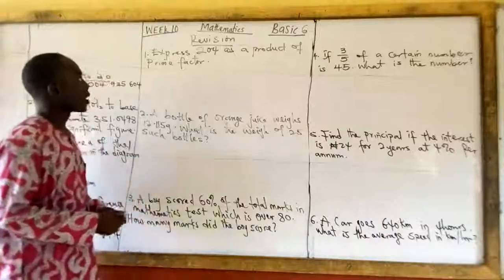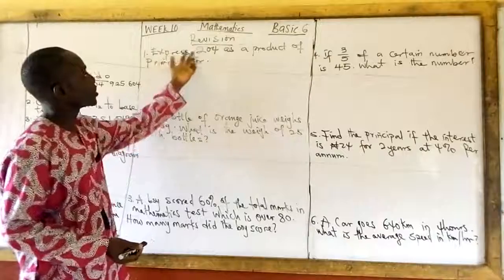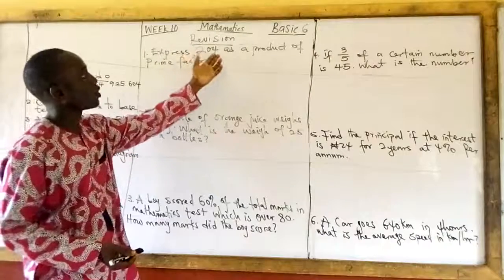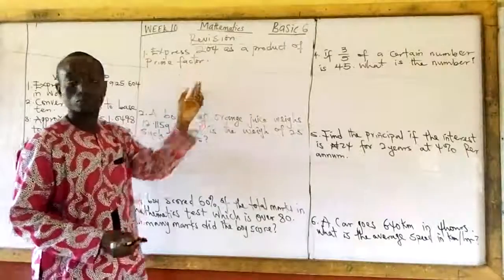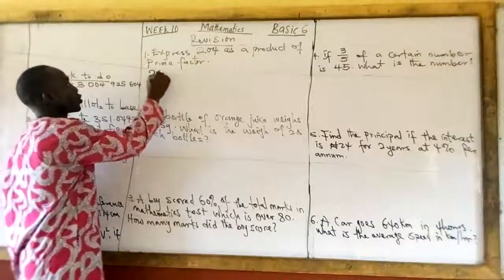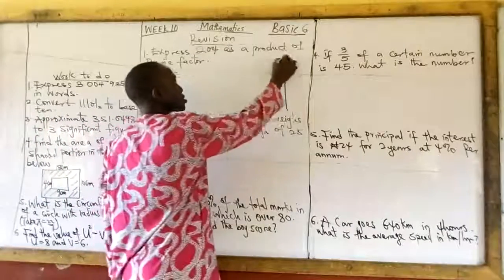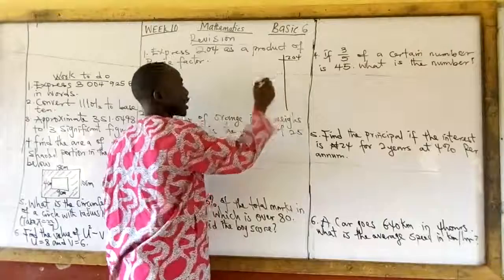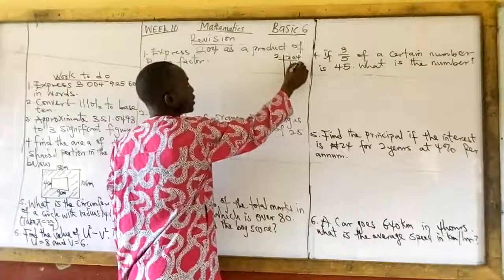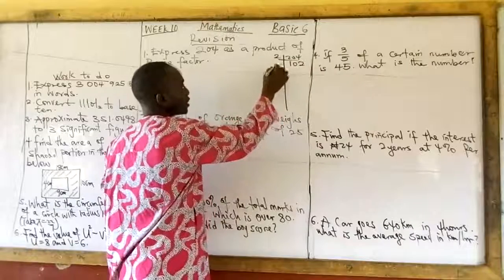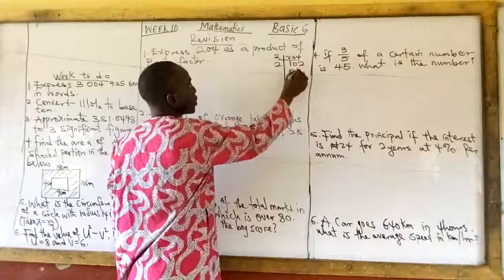Now let's start with number one. Number one says, let's read along. Express 204 as a product of prime factors. You find the factors. 204, what can go? 2. 2 in 20 will give us 10. 2 in 4 will give us 2. What can go again? 2. 2 here will give us 5. 2 in 2 will give us 1.